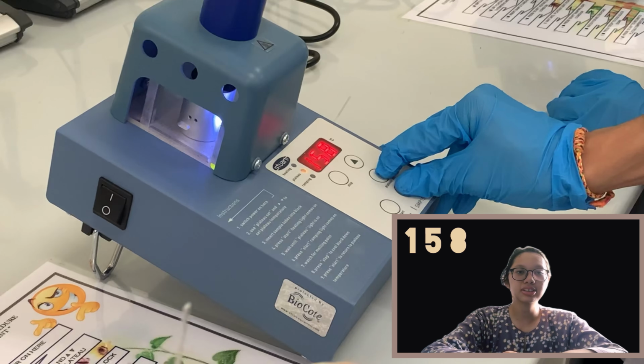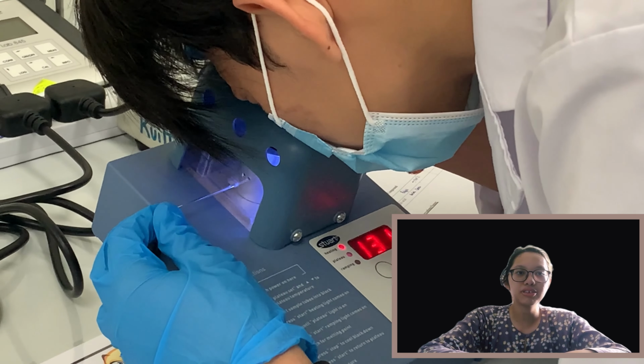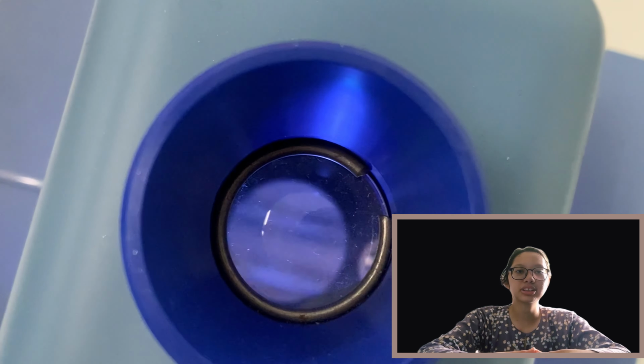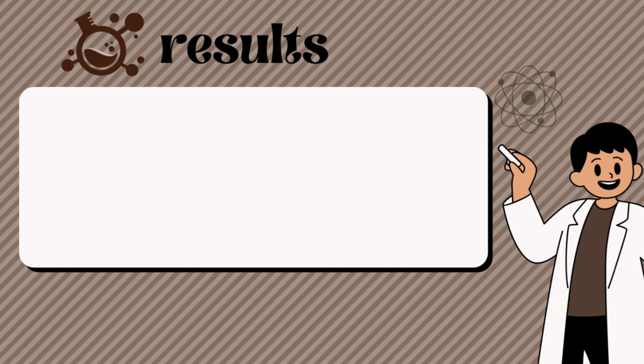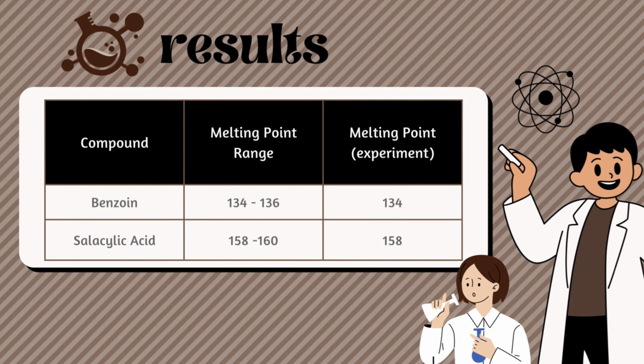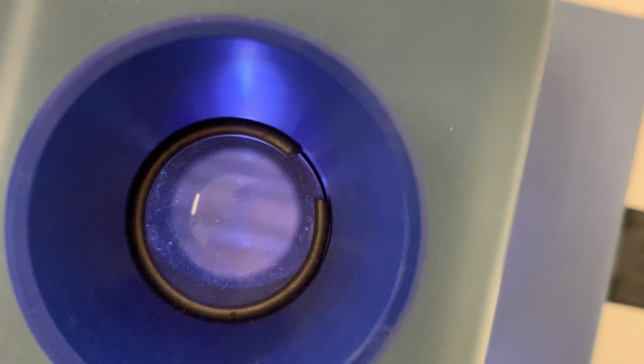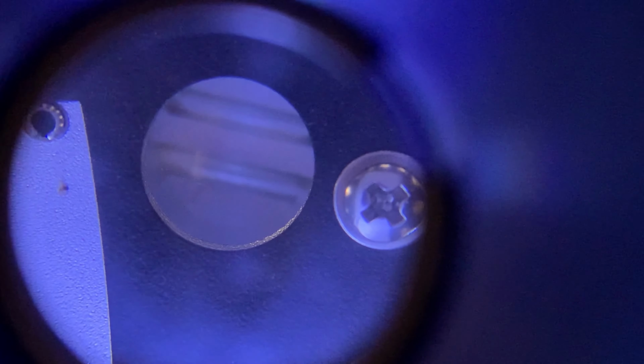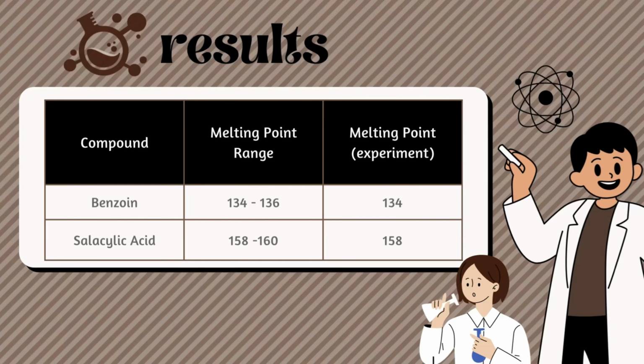As the temperature rises, monitor the sample through the viewfinder. After the sample is seen to have melted completely, record the final temperature. Based on the result above, the determination of the melting points of various organic compounds, the main objective of this experiment, has been successfully achieved. As the table shows, the melting points of the obtained benzoic and salicylic acid compounds reach the appropriate level of melting, which are 134 degrees Celsius and 158 degrees Celsius respectively.